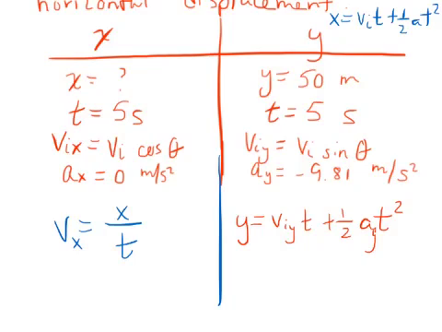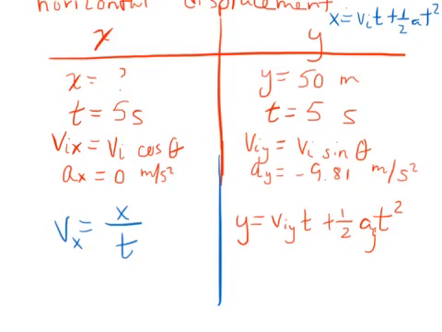Now, in this equation, here's what you're going to notice. Vx is this right here. So we have one unknown variable vi, and t is also unknown. So we cannot do anything with the x direction right now, which is why we start in the y direction for this kind of a problem.